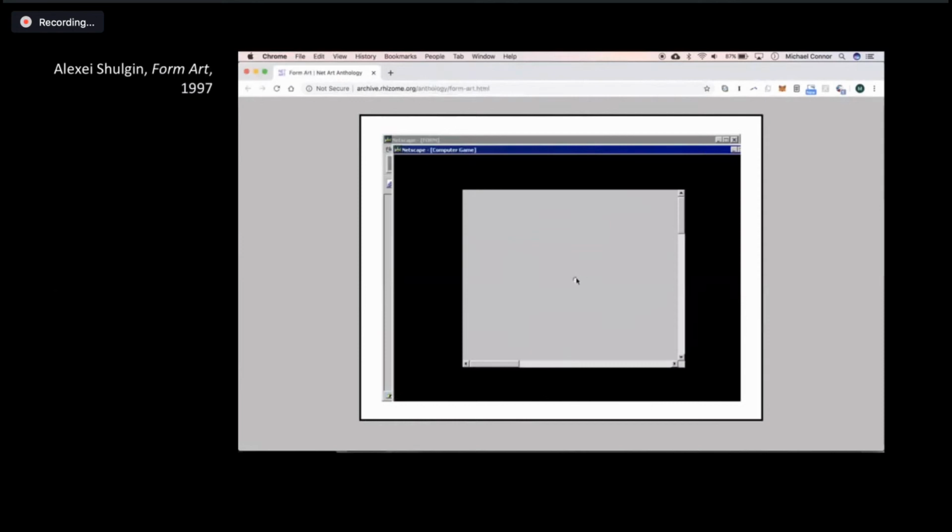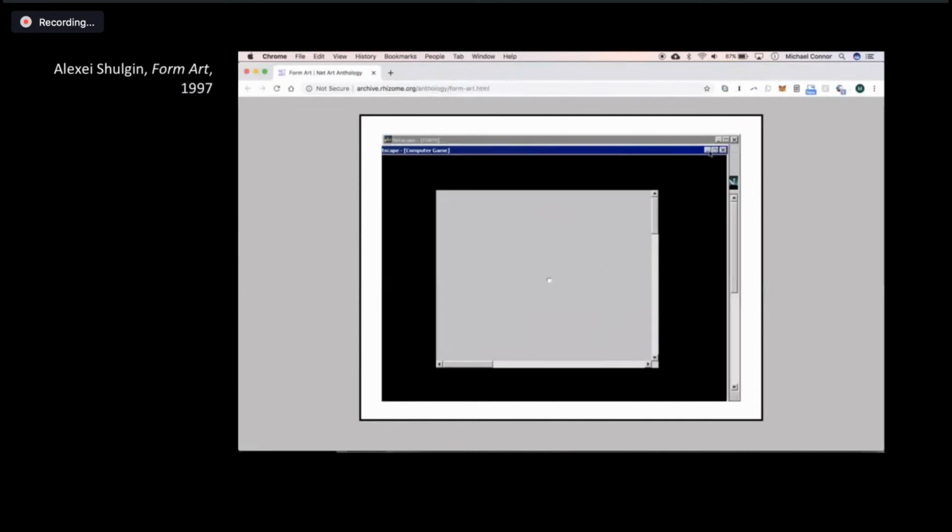So here, for the presentation of this work in Net Art Anthology, we decided that the old browser should be included in the object boundary of this work's performance. So the performance included the artifact of Form Art, and it included the software of Netscape 3, and that was performed together to create this work in our exhibition.